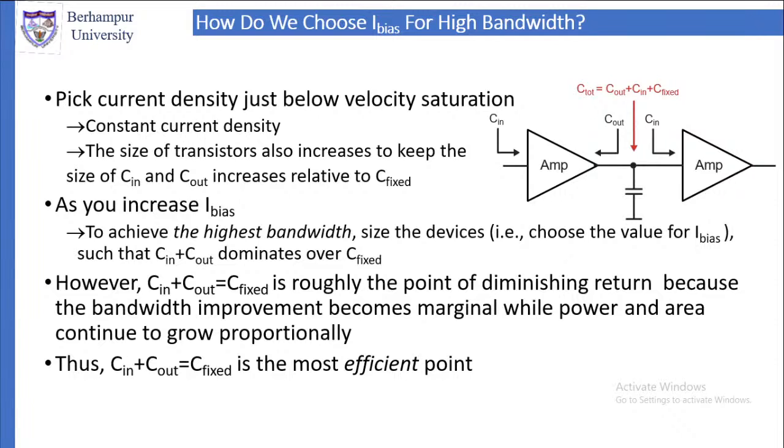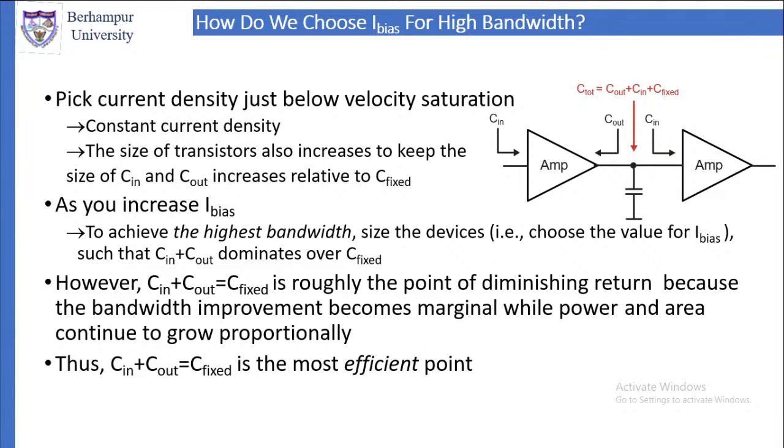What we will do here is first pick the current density just below velocity saturation. That is the main point. Because we have already seen that once we reach the velocity saturation, gm is not going to be affected by increasing I bias, so there is no point going beyond the velocity saturation. So stay just below velocity saturation. That gives us a constant current density.